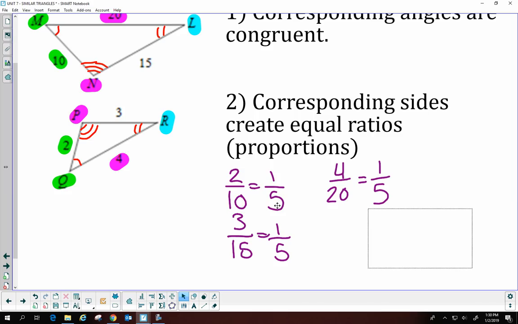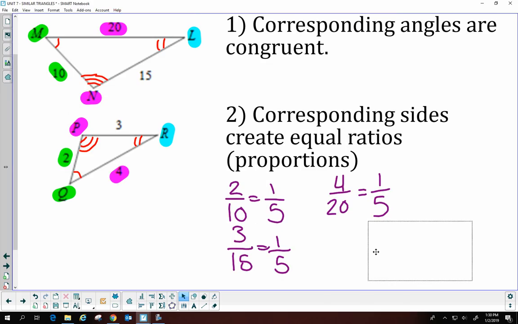And since all three of those fractions are the same, they're all equal, we say they're in proportion, and we could say that the corresponding sides create the same ratio. And these two triangles are similar. And that 1 over 5 value is what we call a scale factor. So the fraction that all of the corresponding side fractions simplify to be, this 1 over 5, is the scale factor between these two triangles.